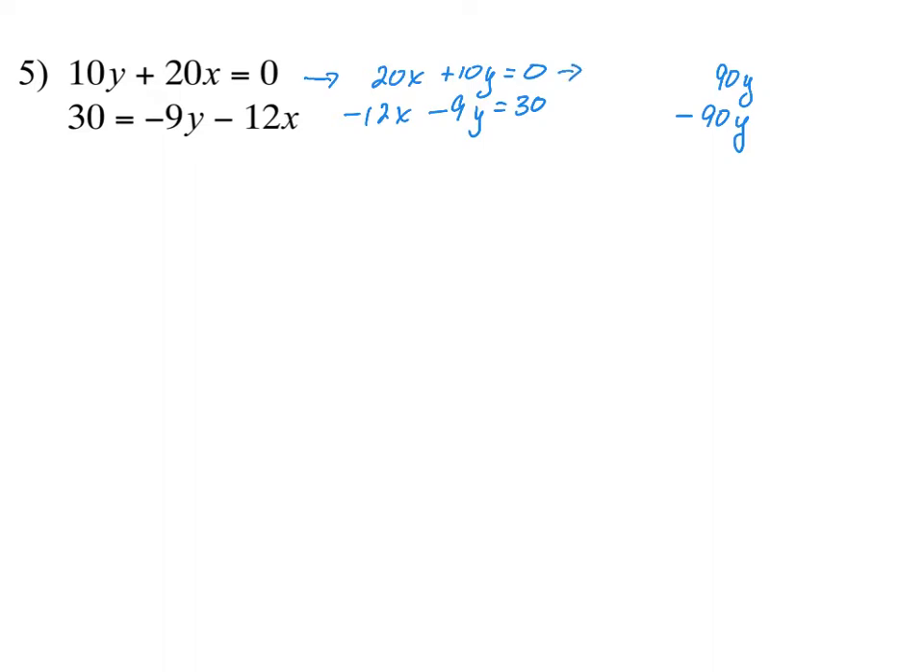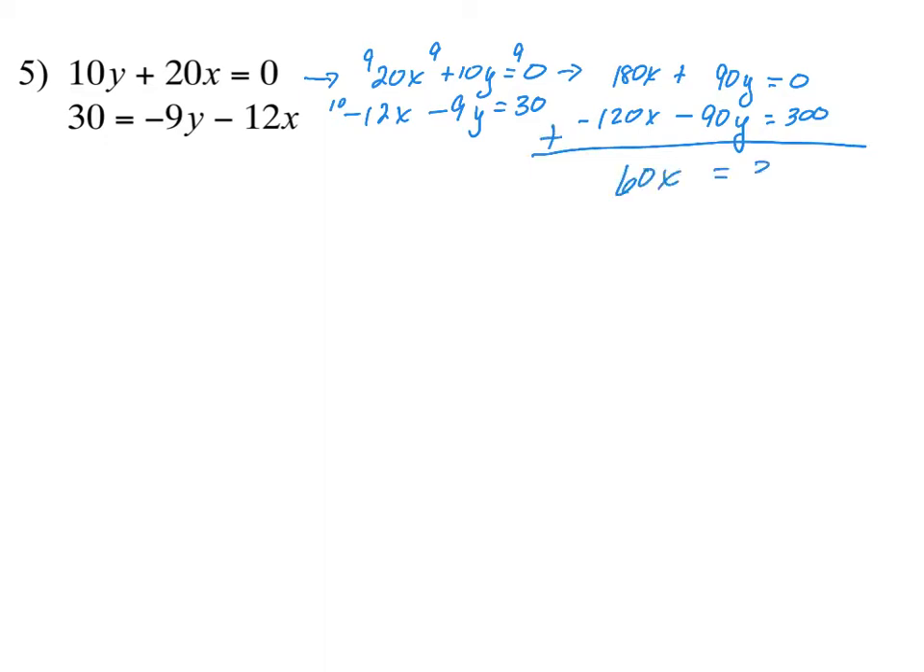Well, the bottom is already negative. So on the top, I have to multiply every term by 9. And you get 180x plus 90y equals 0. The bottom, I have to multiply every term by 10. Notice I'm putting the 10s there. For some reason, I forgot to put it by the -9y and the 30, but I would like to see you guys do that. The y's cancel out, so I get 60x equals 300, and x equals 5.